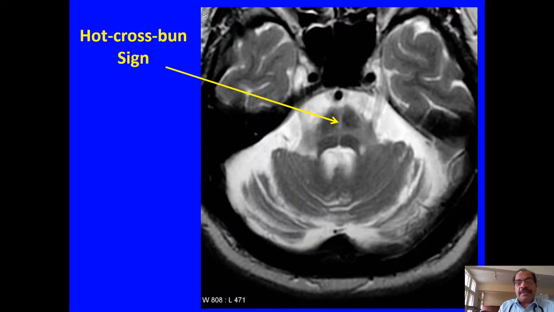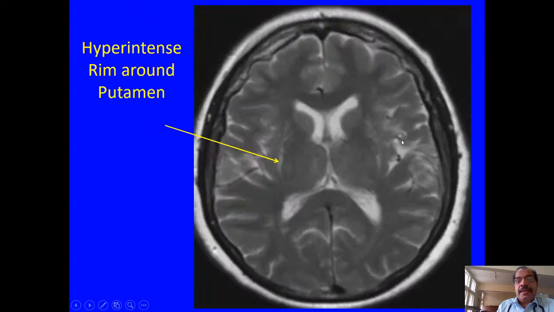I'll just show a picture of that. If you look at this brain stem sign, this hyperintense appearance is there. This is called the cross bun sign, which is quite suggestive of MSA. Another feature: this is basically the putamen here, and outside the putamen you can see hyperintense signal. So this is again suggestive of MSA.